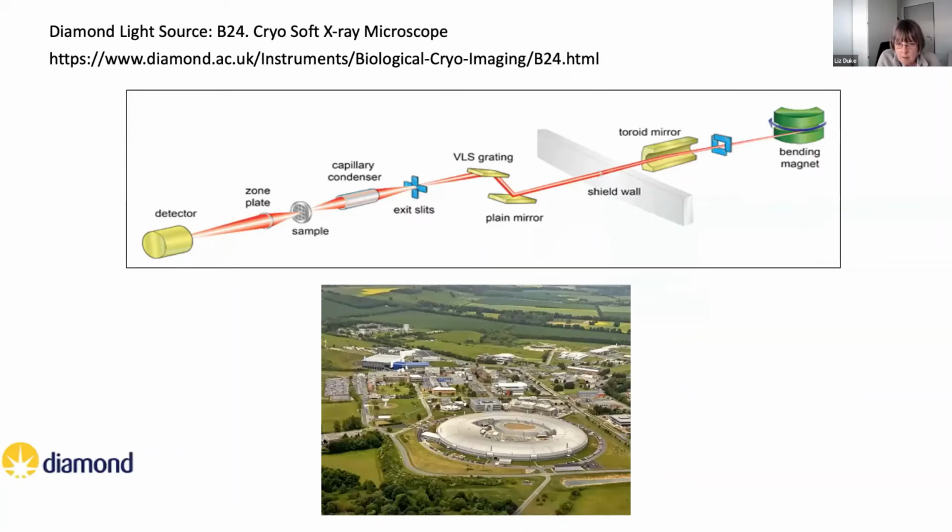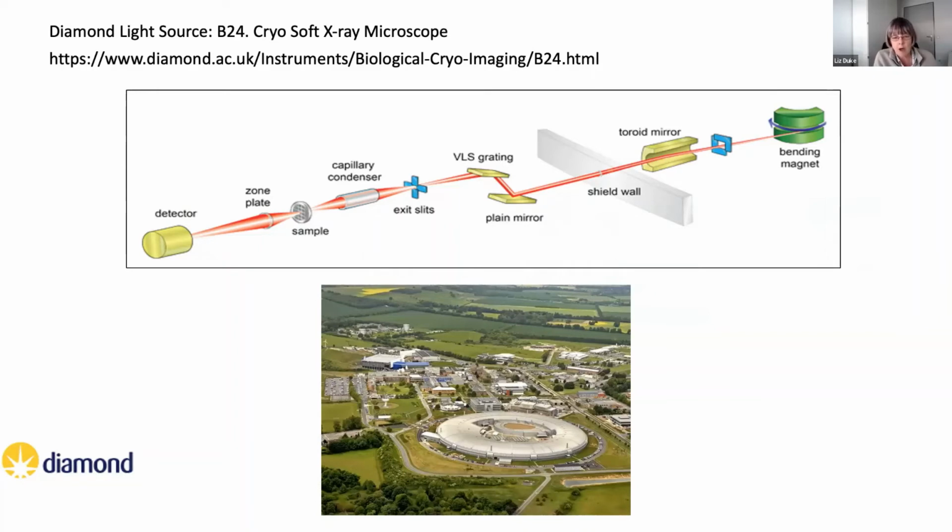And so with that in mind, I'm going to talk a little bit about cryo-soft X-ray microscopy, which is using soft X-rays. And this technique is really only possible at synchrotrons in any routine way. You can get laboratory-based soft X-ray systems, but they're not routinely available. And so we really do need the synchrotron to do cryo-soft X-ray microscopy.